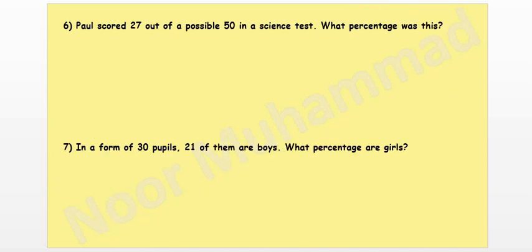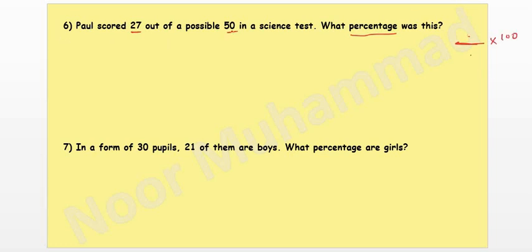Okay, now let's solve some more questions. Here we have the word problems with different ideas, with different concepts. It says Paul scored 25 out of possible 50 in the science test. What percentage was this? So they want us to change his score into percentage. So remember, in the beginning I told you that whenever you have a fraction, in the fraction we always have the total parts in the denominator and the part that we are considering in the numerator, and then we multiply it by 100, right?